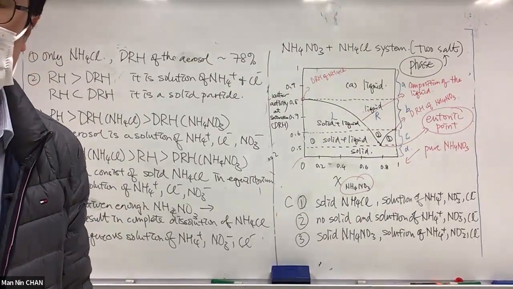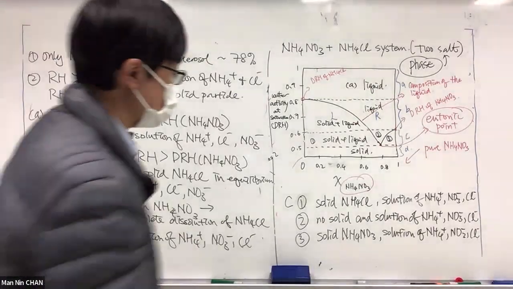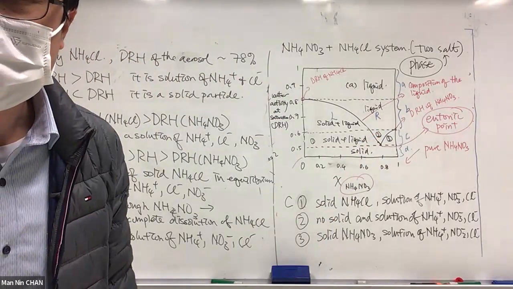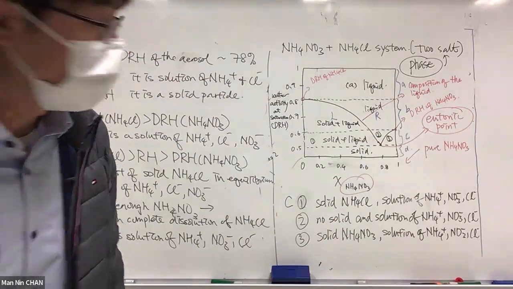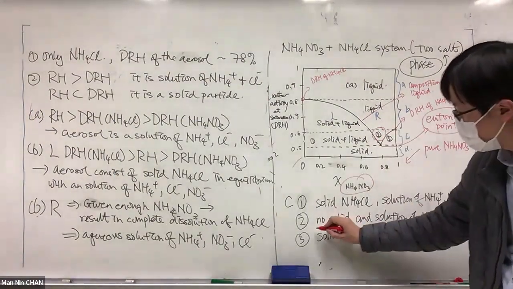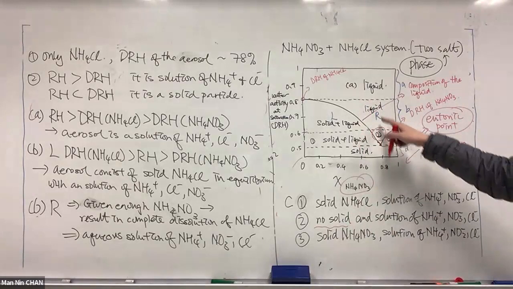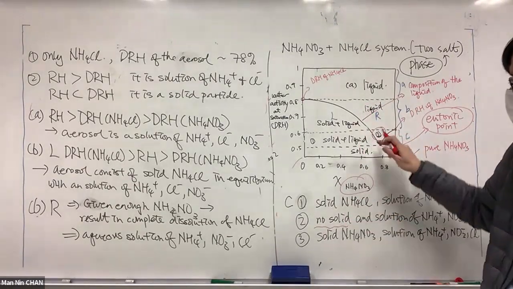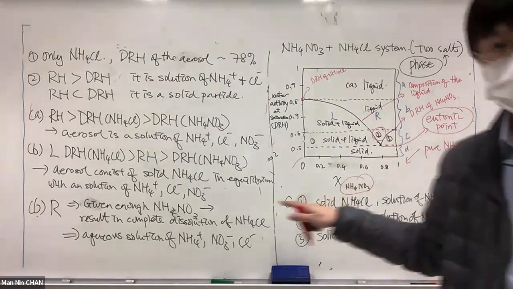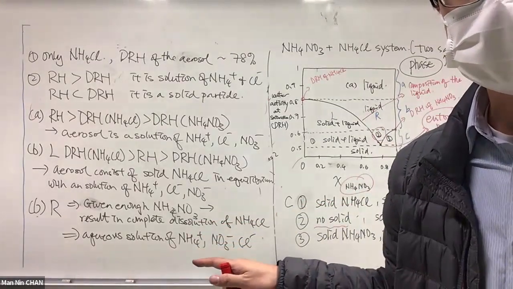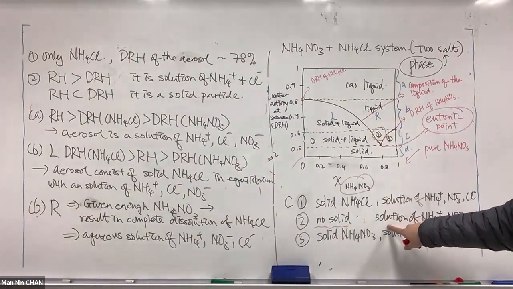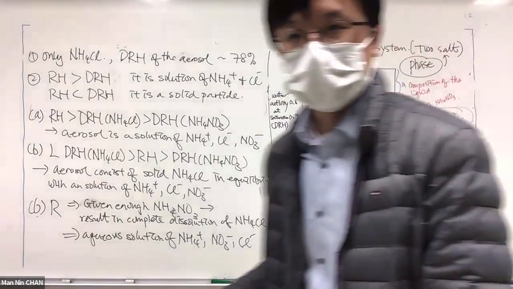So may I know what would be fine for C2? Okay, so if you look at the C2 here, this is in the liquid phase. Therefore, you will find no solid and only solution. So this is the solution phase. Okay, so no solid, and then there will be liquid. Sorry, this is a solution. You have a liquid here. Does it make sense?